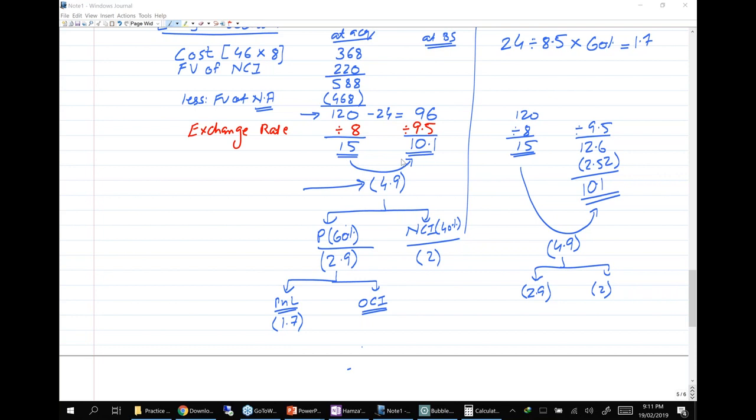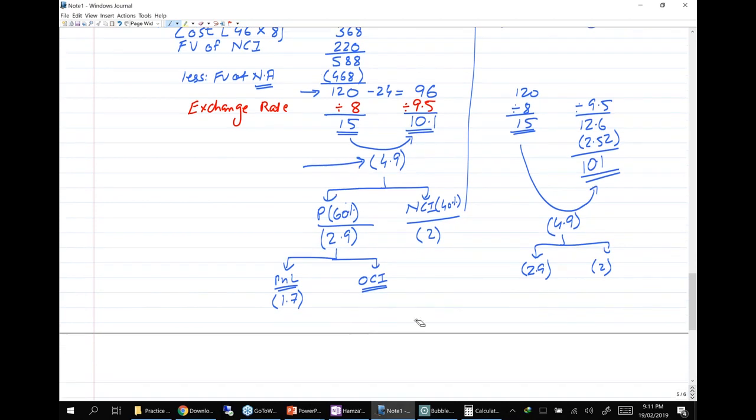So 1.7 is now taken to the P&L because this actually relates to the impairment. And the remaining balancing figure will be taken to the OCI. Now, what is going to be the balancing figure?